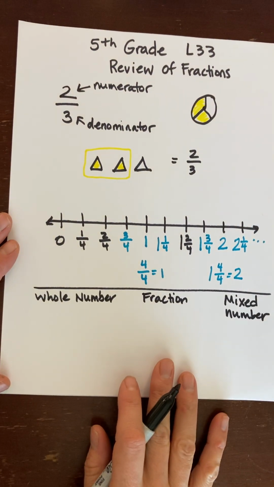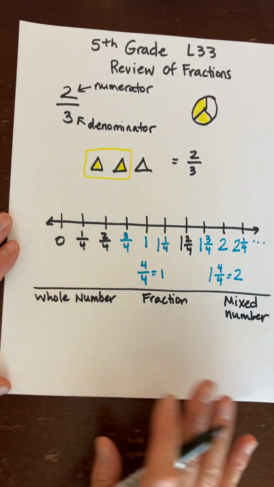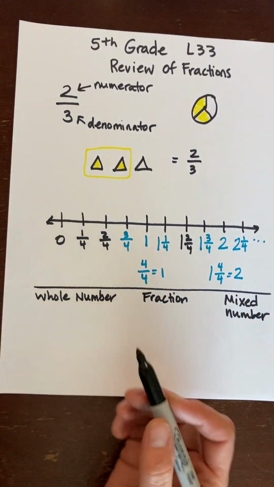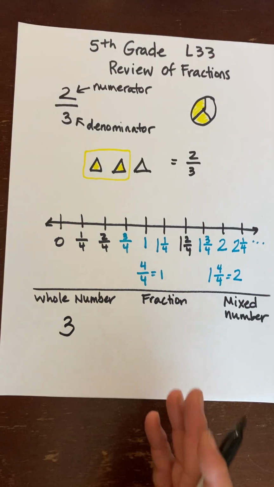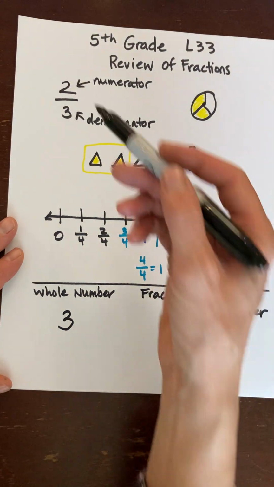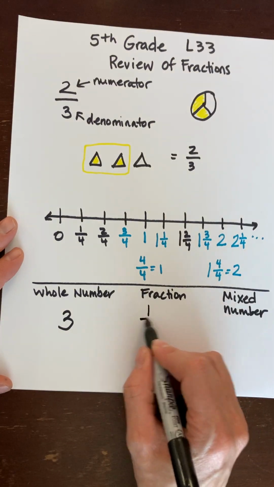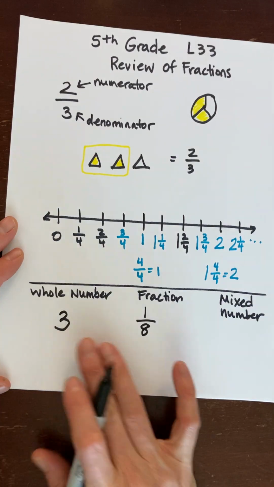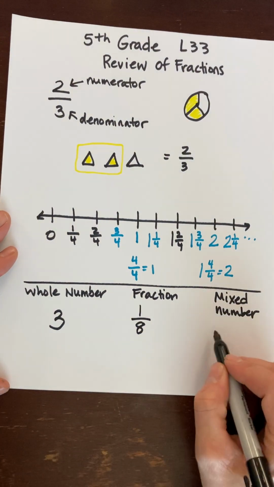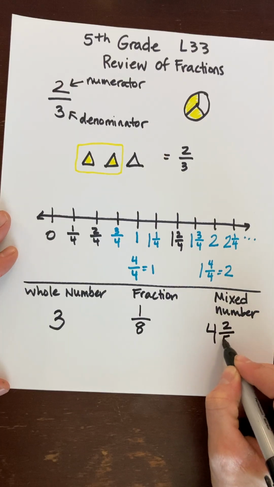Next, students are expected to know to identify the difference between a whole number, a fraction, and a mixed number. So a whole number are our counting numbers. So let's just use 3 for an example. That's a whole number. A fraction we just looked at above is going to have a numerator and a denominator. So I might have 1/8. And a mixed number is going to be a whole number and a fraction together in the same number. So my mixed number could be 4 and 2/5, for example.